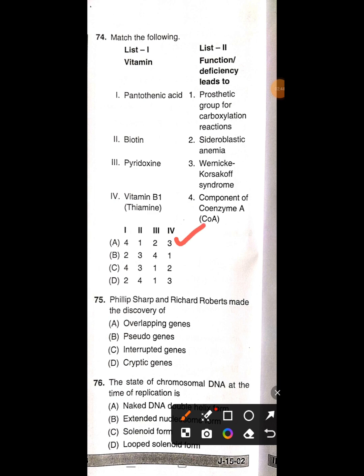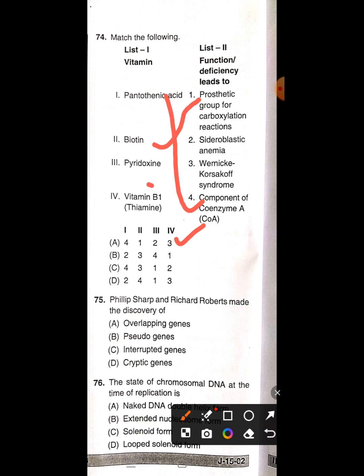So pantothenic acid is a component of coenzyme A. It's not a deficiency, it's a part of coenzyme A. So biotin is the prosthetic group for carboxylation reactions. Okay. So let's see the next one, pyridoxine.